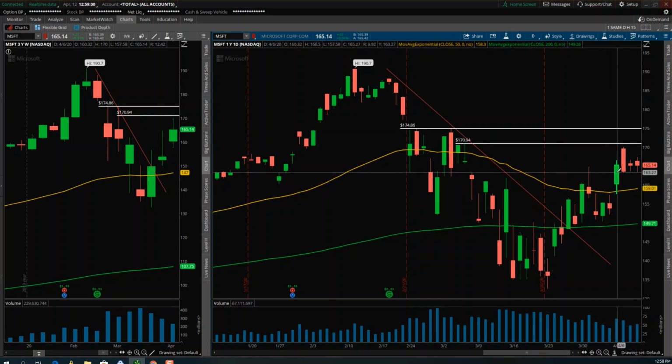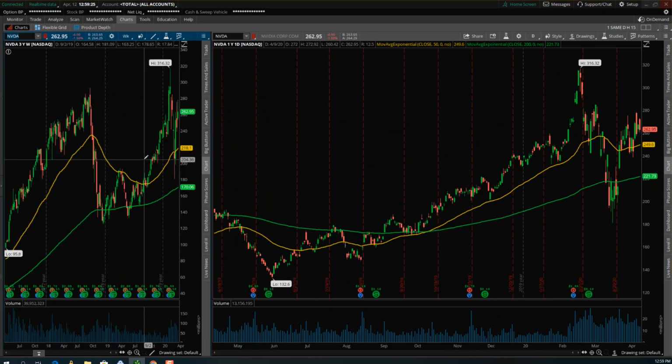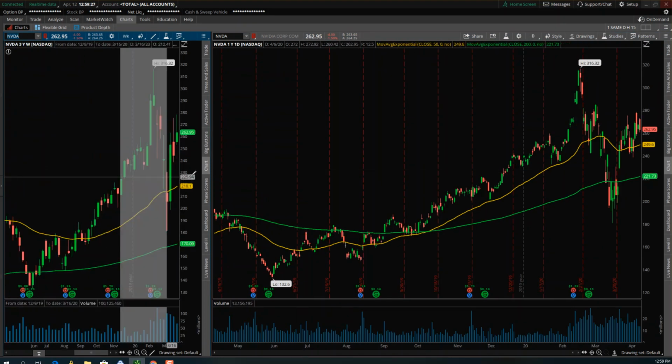Any move down, 163 was the support. Anything below that, and you can target the 50-day EMA, which kind of coincides with this support zone as well. Right here you can see multiple touch points there too. Okay, so that is Microsoft. Let's look at the NVIDIA weekly view.